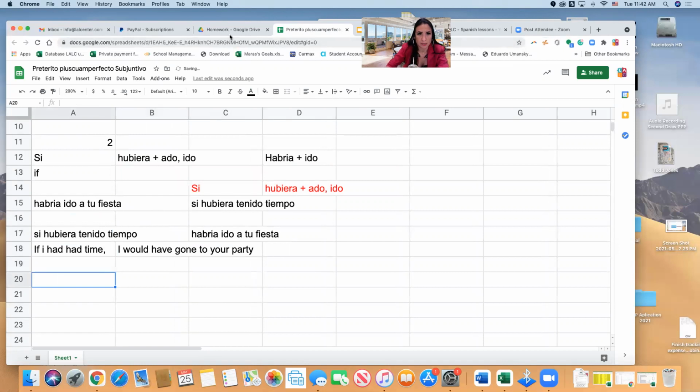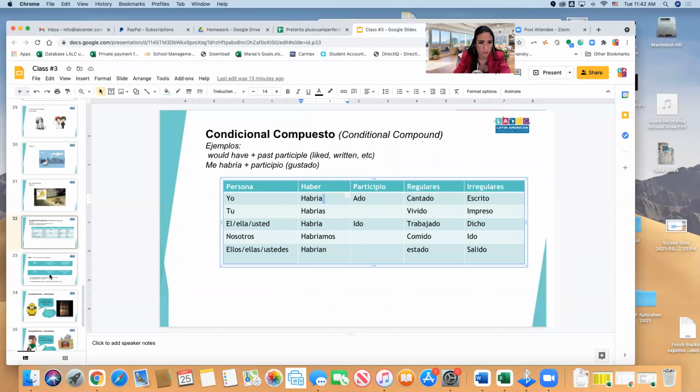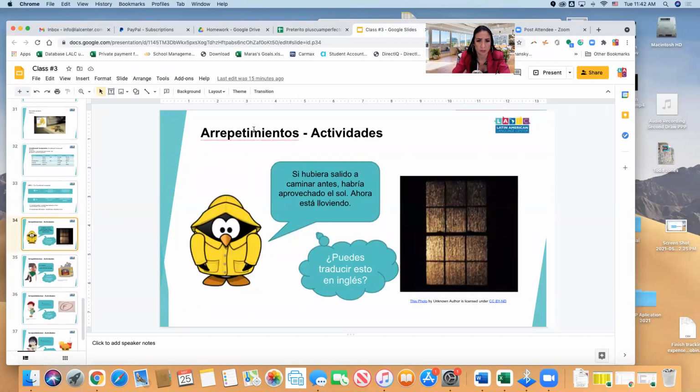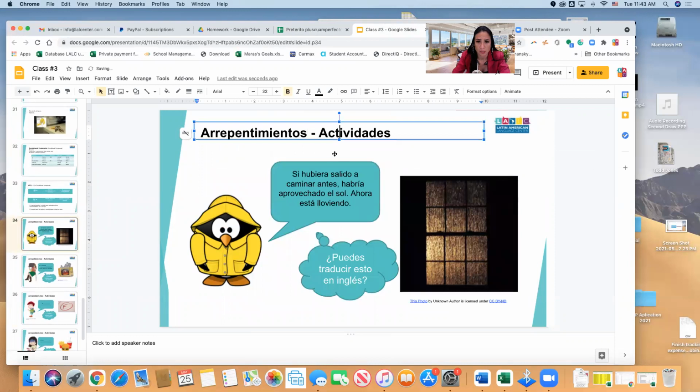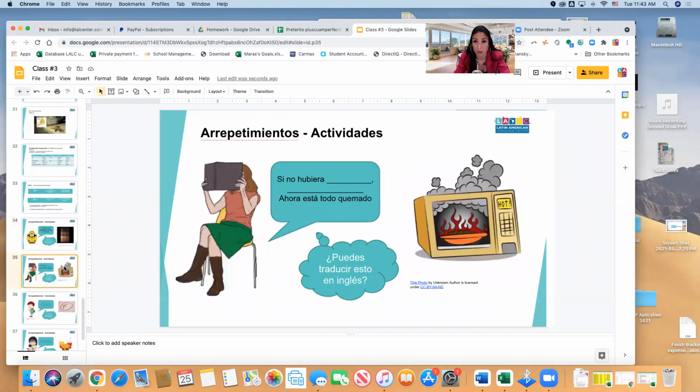Okay. And then here are some other examples I can show you. Here. So then you see Pretérito pluscuamperfecto condicional. Arrepentimientos is one of the very common ones that you will use. And it's an activity that you can practice with a language partner. So for example, in here, it's raining now. So, ¿puedes traducir esto en inglés? Yes. Si hubiera salido a caminar antes, habría aprovechado el sol. Ahora está lloviendo. If I would have gone out to walk earlier, I would have taken advantage of the sun. I know it's a very bad translation, but it makes sense. If you find a better one, you can comment it.